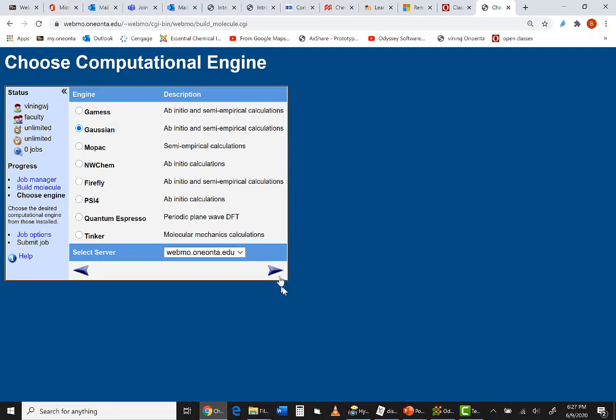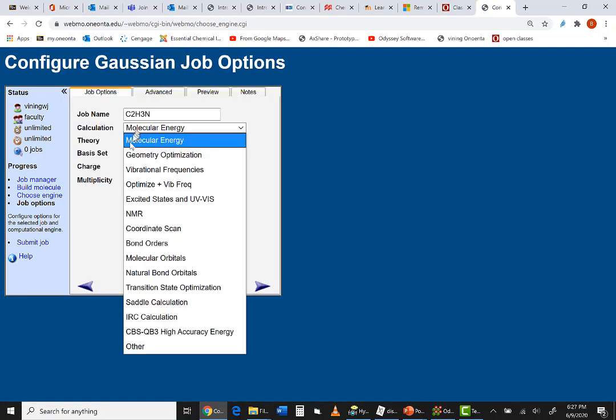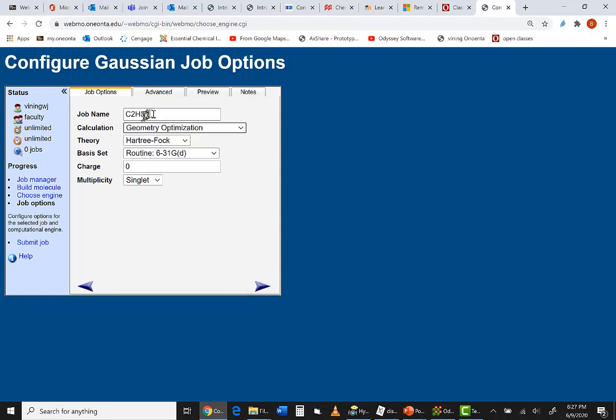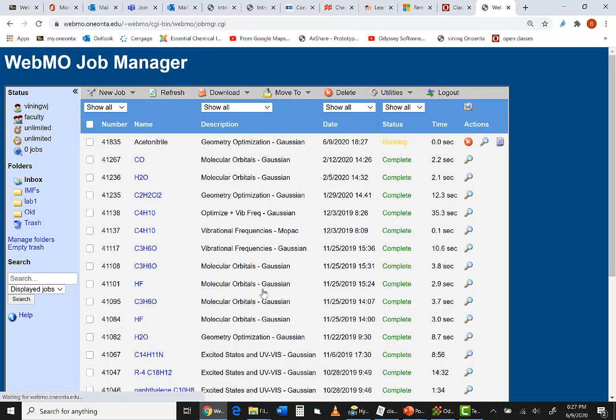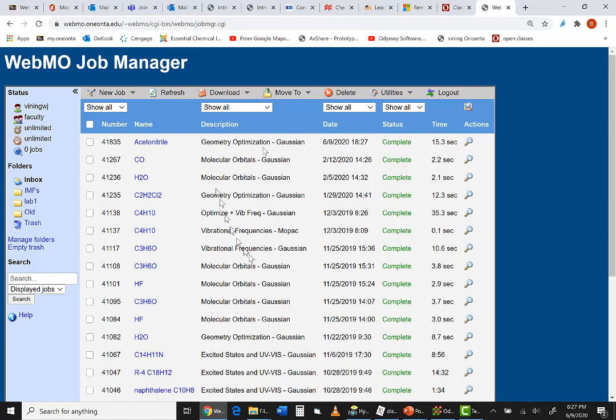So we'll go to the calculation engine menu. We'll choose Gaussian as our calculation engine. What we want to calculate is a geometry optimization. I'm going to change the name to acetonitrile, and we're going to let it do the calculation for us. And that didn't take very long at all.